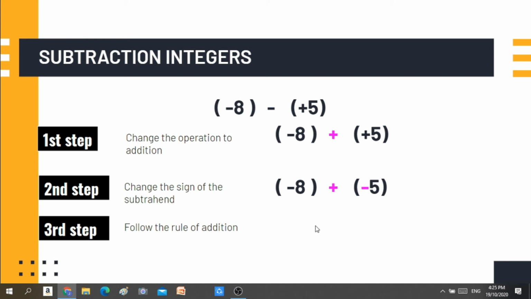Yung third step naman ay i-follow na natin yung rule of addition since addition na siya at napalitan na natin yung subtrahend. Now, negative 8 added to negative 5, both negative. So, the answer is negative plus negative, i-add lang, and the sign is negative. And that is negative 13. Therefore, negative 8 minus positive 5 is equal to negative 13.